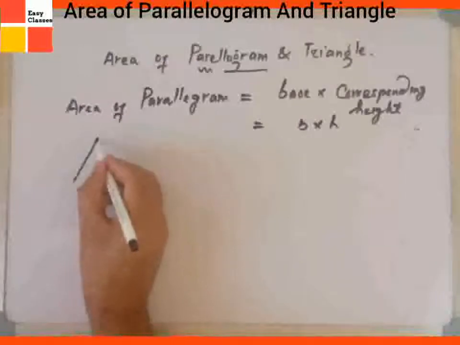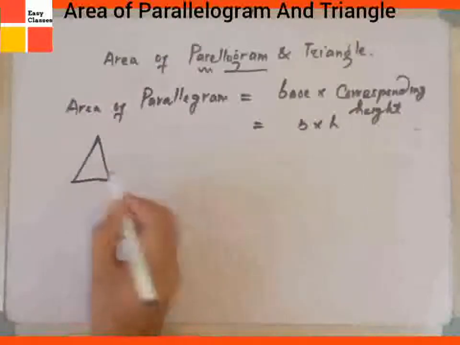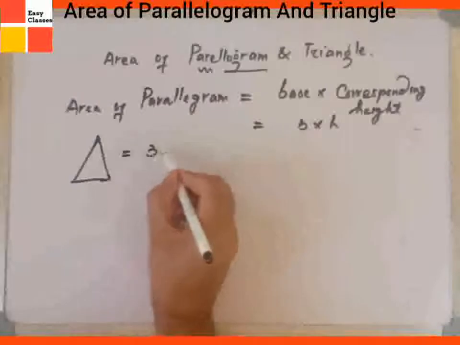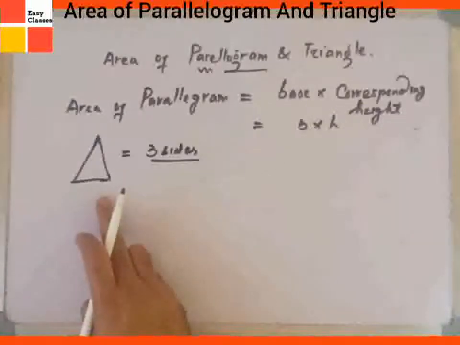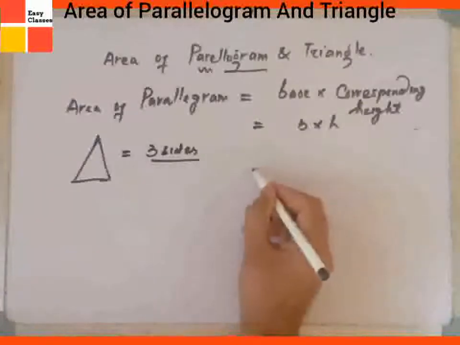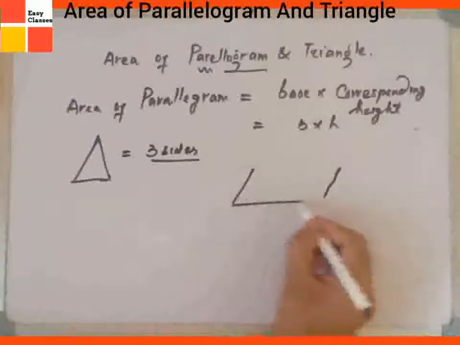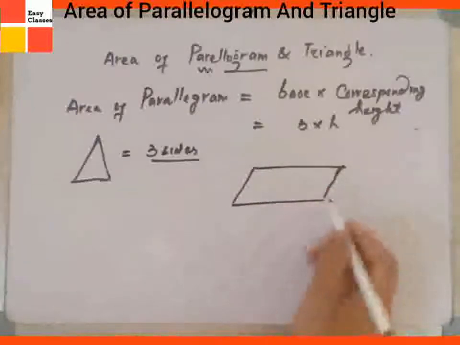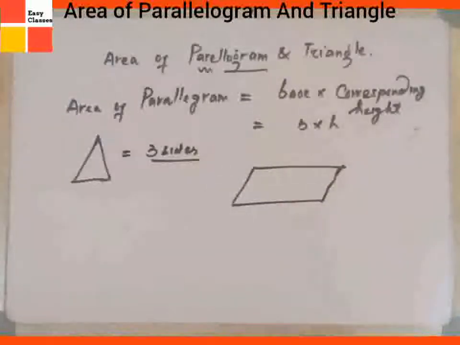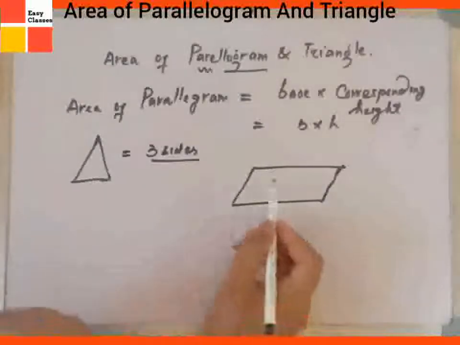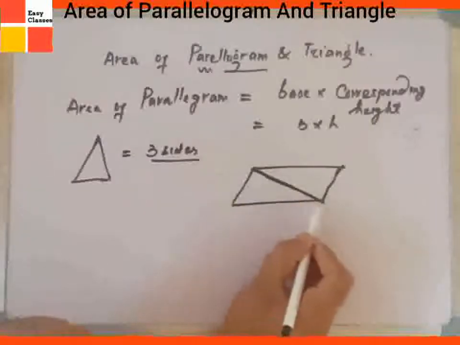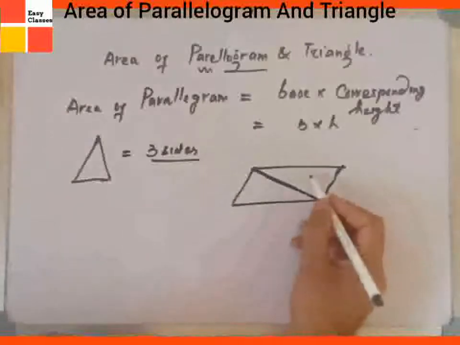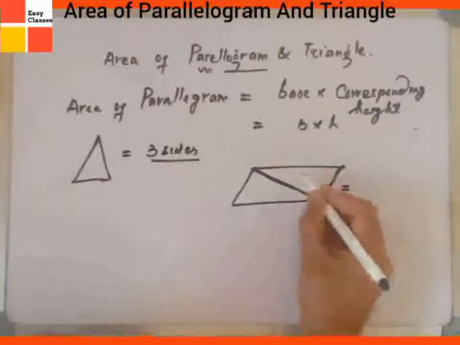Now what about the area of this triangle? Okay, this is a triangle having three sides, three vertices. What about its area? How can we calculate the area of a triangle? See, for this let me take a parallelogram again. This is a parallelogram, right? Try dividing it into two parts by joining two opposite vertices with the help of a diagonal. See, the parallelogram is now divided into two triangles.